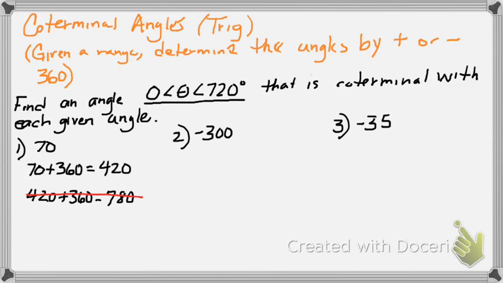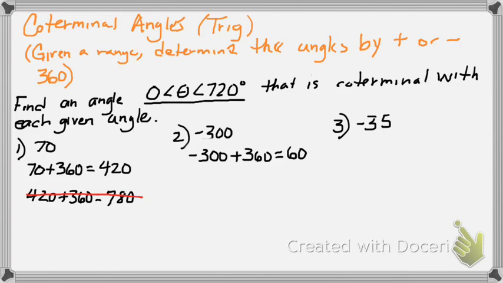All right. For number 2, my angle is negative 300 degrees. So again, this is way less than 0. That means I'm going to have to add 360 so I can at least get into the positive range. Let me start all over again. Negative 300 plus 360, and that is equal to 60 degrees. 60 degrees is within that range, so I'm good.